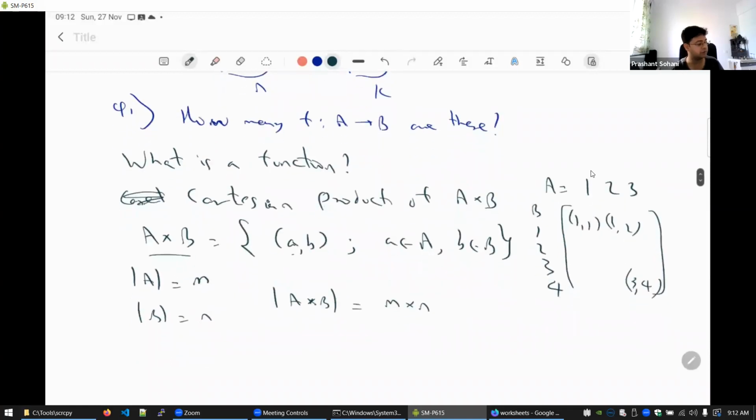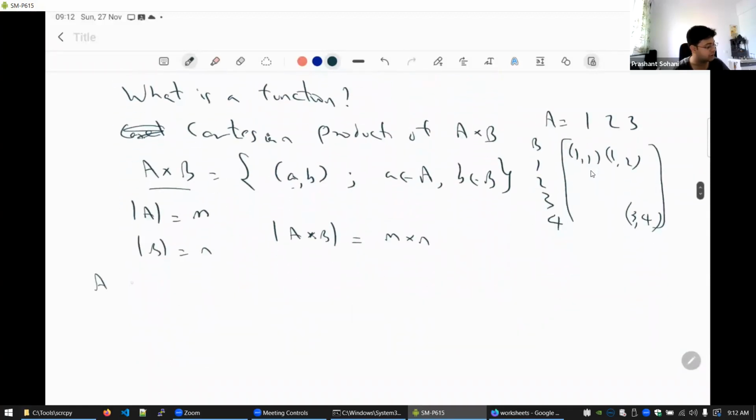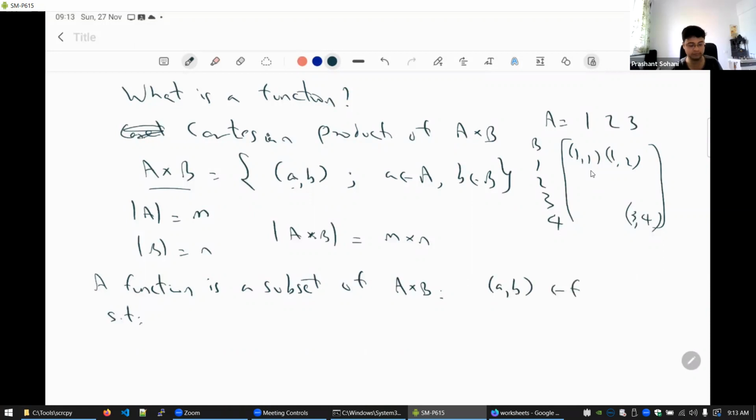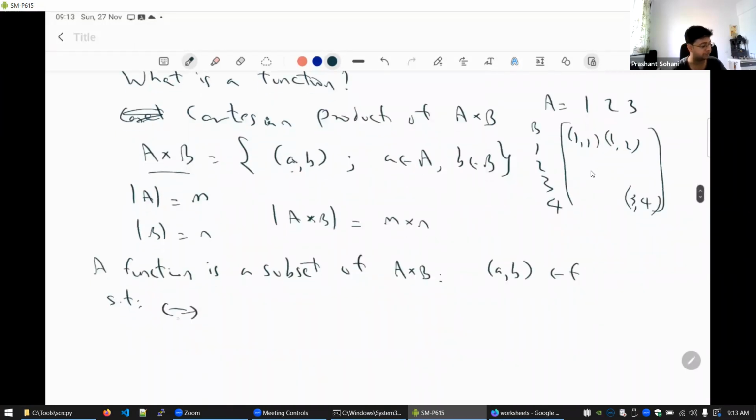Okay. Now we can define the function in terms of the Cartesian product. So a function is a subset of the Cartesian product, such that, so can you think of what conditions this subset has to satisfy? So basically the idea is that the pair a comma b will belong to our function f if and only if f of a is b. So we are defining the function in terms of these pairs of elements: instead of writing it that way, I can write that this pair a and b belongs to f.